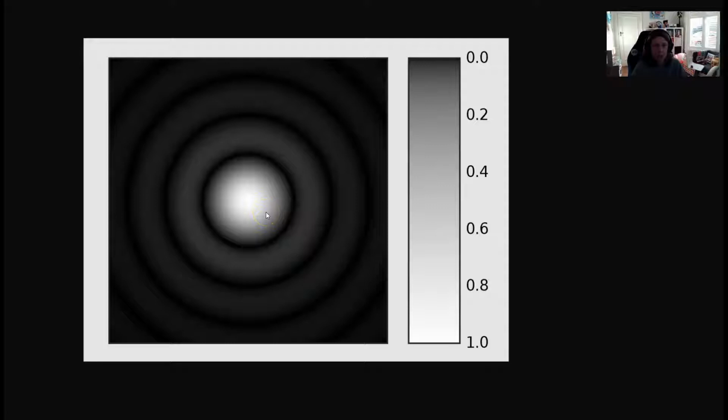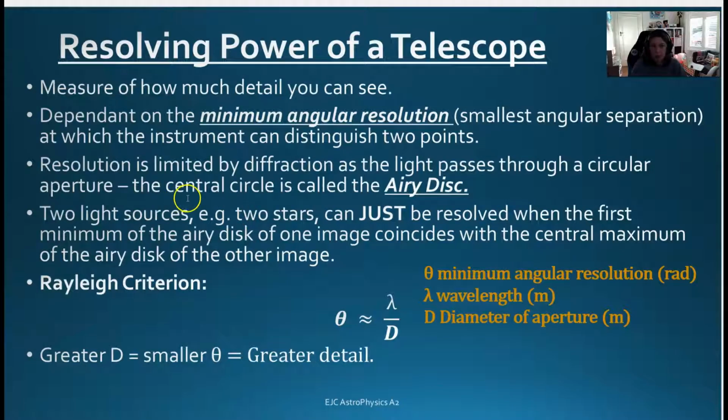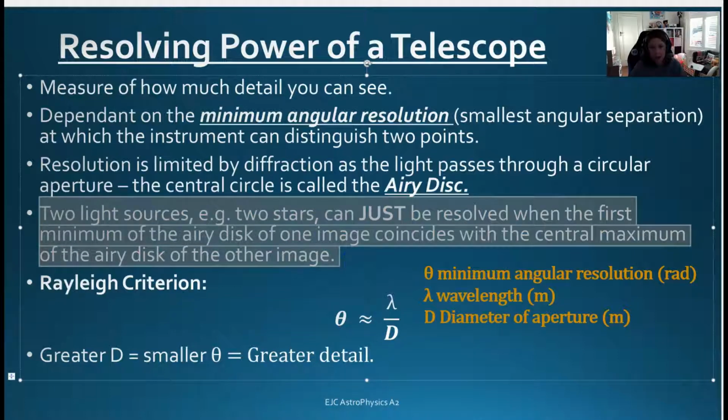And then you have the central Airy disc. So how does this relate to resolution? Well, two light sources, e.g. two stars, can just be resolved, so you can just see them as two separate objects, when the first minimum of the Airy disc of one image coincides with the central maximum of the Airy disc of the other image. So you need to know this, you need to write it down, you need to highlight it and put a big box around it and learn it off by heart.